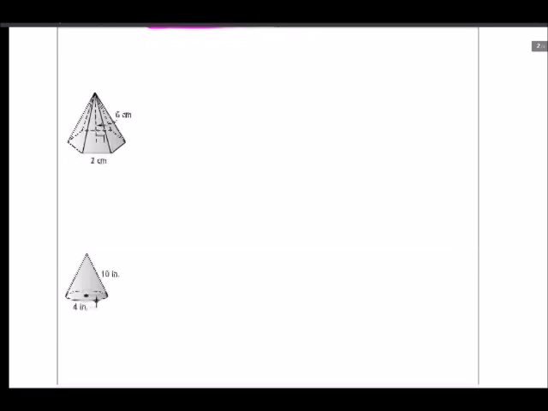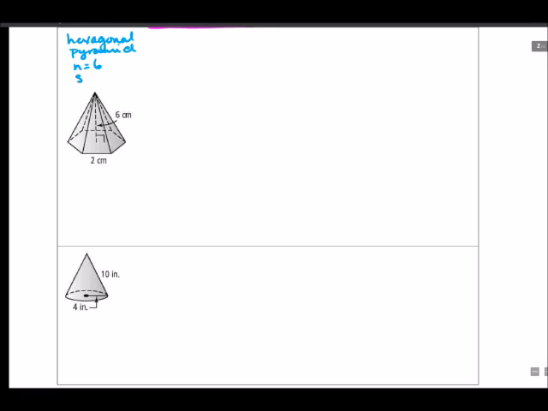Next problem. Oh, this one doesn't look quite as easy. What do we have here? We have a hexagonal pyramid. I see a hexagon there. And what do I know about my hexagonal pyramid here? I know that it has 6 sides. The length of each side is 2 centimeters. And this right here is the height of my pyramid, 6 centimeters. And so I believe that I need to draw my base.